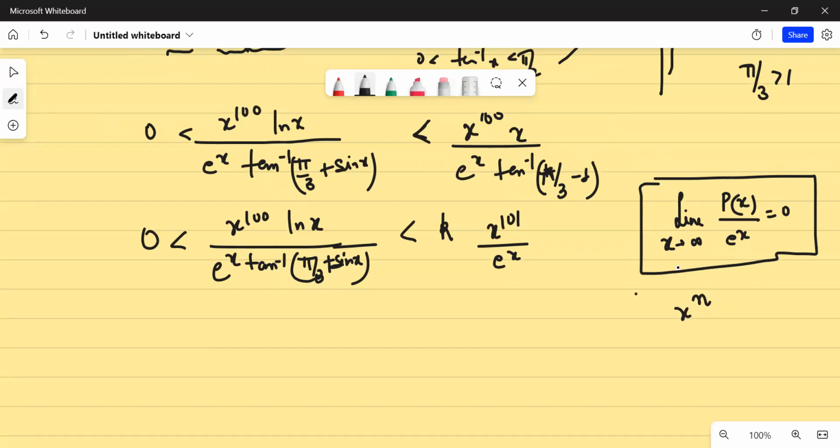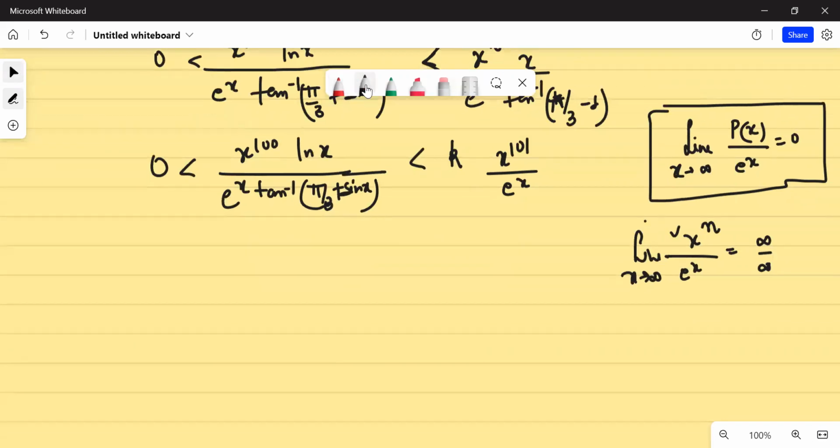If x tends to infinity, all you need to see is the highest power. So let's say it is a polynomial of degree n, then I'll approximate p(x) as x raised to power n divided by e raised to power x. Since this is limit x tends to infinity, this will become infinity by infinity form. Is that clear? You'll use L'Hospital rule.